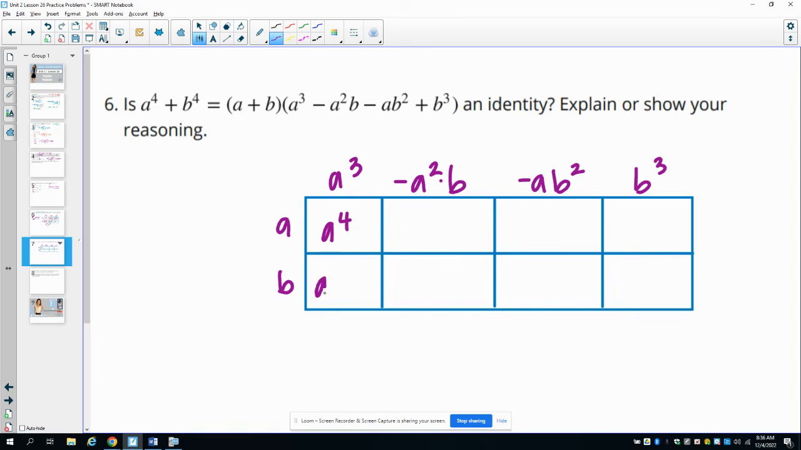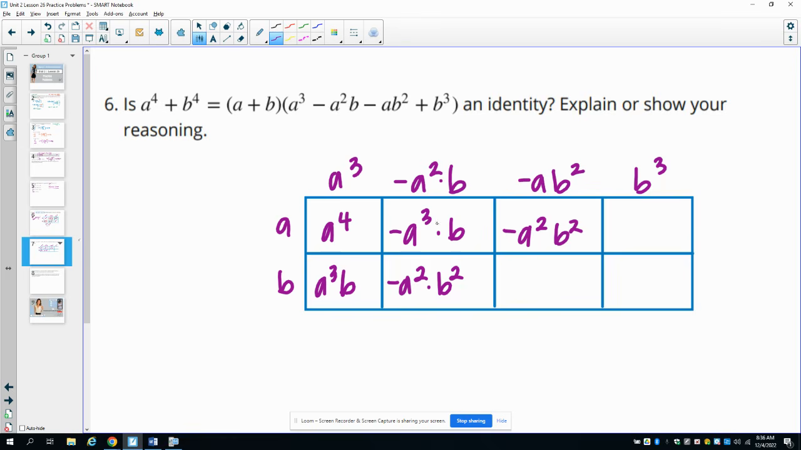A cubed times B is just A cubed B. And I always write them in alphabetical order just to give myself some structure. So then negative A squared B times A. So we have negative, and now we have A cubed since we did A times A squared, and we still have that B. Negative A squared B times B. So our A part doesn't change. So negative A squared, and then B times B is B squared. Negative AB squared times A is negative A squared B squared.